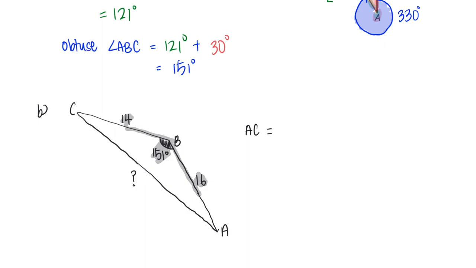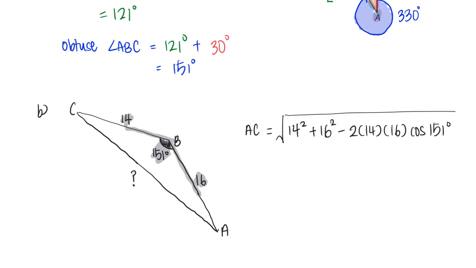All I have to do is to apply my cosine rule. So it is simply the square root of 14 squared plus 16 squared minus 2 times 14 times 16 cosine of 151 degrees, square root. And this will give me a value of 29.0487, about 6 significant figures. Final answer 29.0 kilometers, 3 SF.